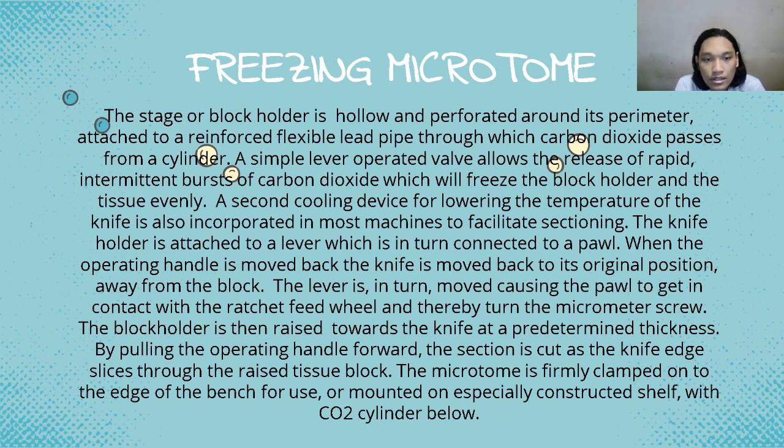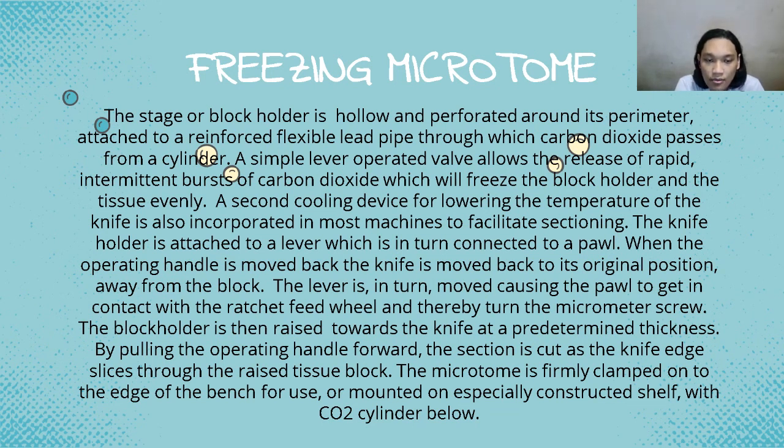When the operating handle is moved back, the knife is moved back to its original position, away from the block. The lever is, in turn, moved, causing the pawl to get in contact with the ratchet feed wheel and thereby turn the micrometer screw. The block holder is then raised towards the knife at a predetermined thickness.